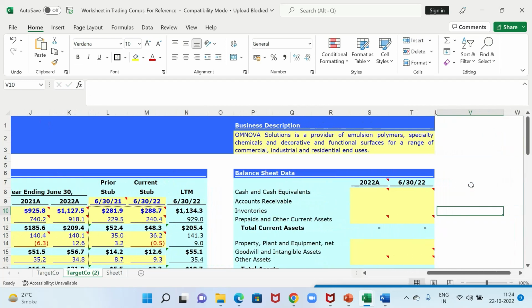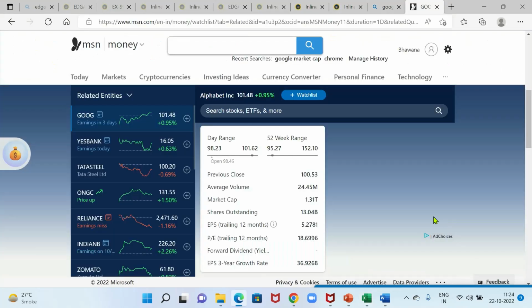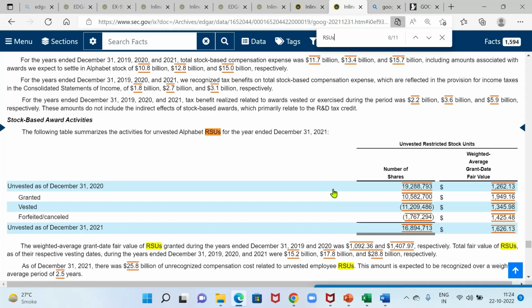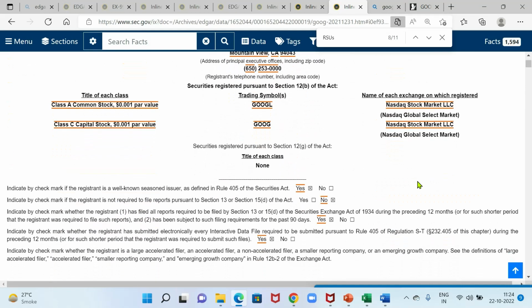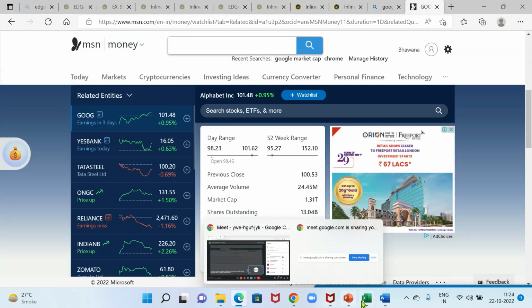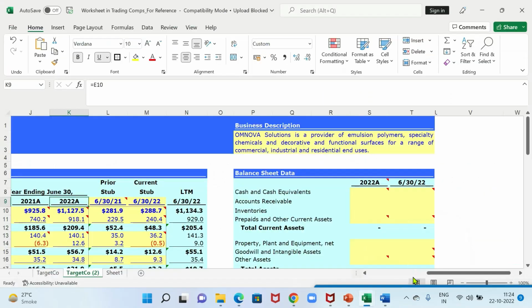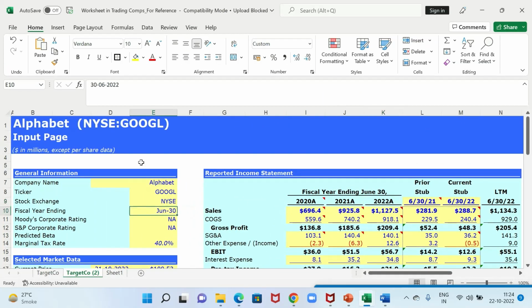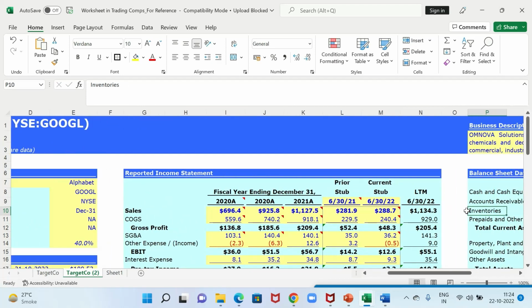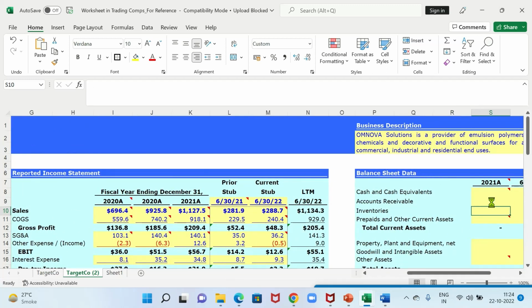ठीक है? June ending तो नहीं है ना कंपनी में? I don't think so. It's June ending. Fiscal year ends 31, 12, 21. ठीक है. Now it makes sense.